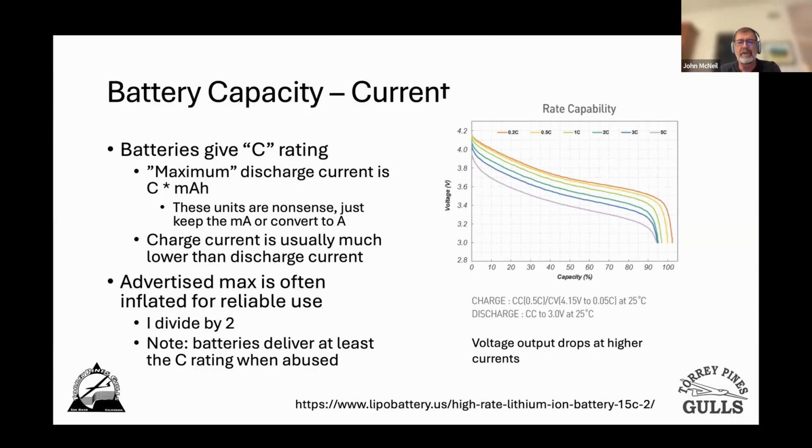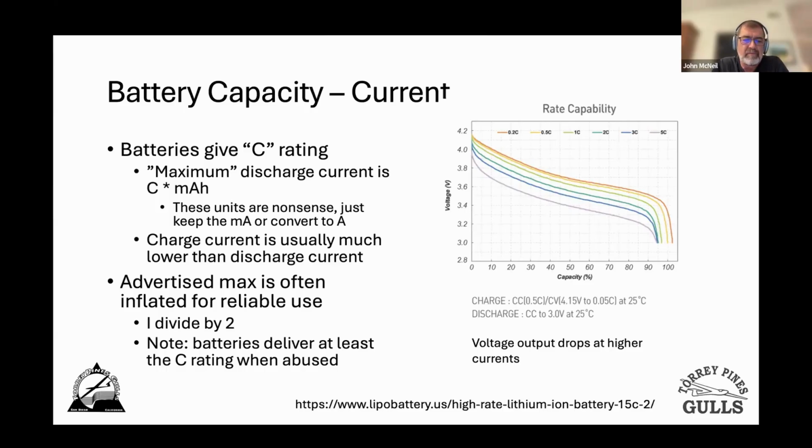It's kind of a non-unit thing, but again, it's super convenient. If a battery has a 10 C rating and it's 1,000 milliamp hours, that's 1 amp hour, so you can get 10 amps out of it. So what's that rating mean? That is a loosey-goosey safe discharge rating. In the hobby field, those are highly inflated.